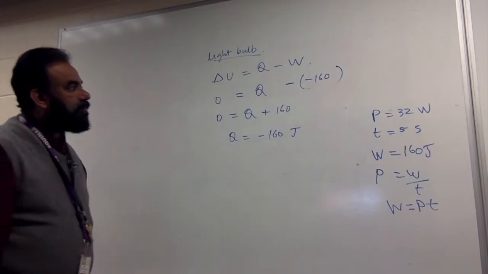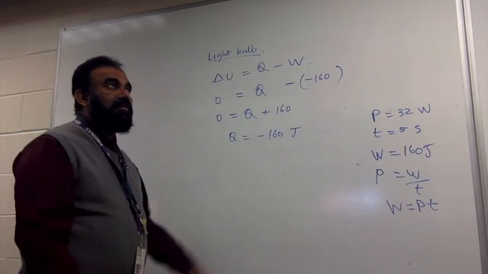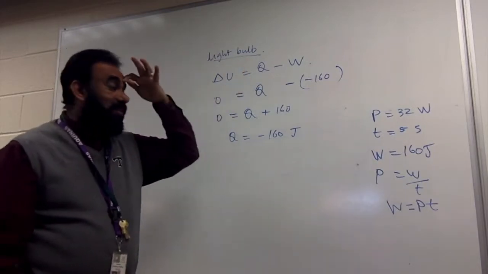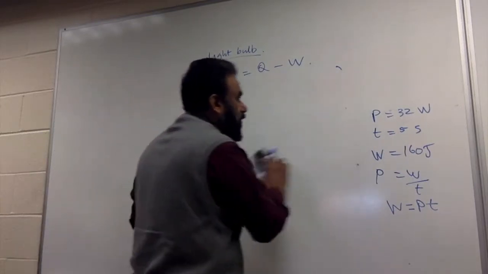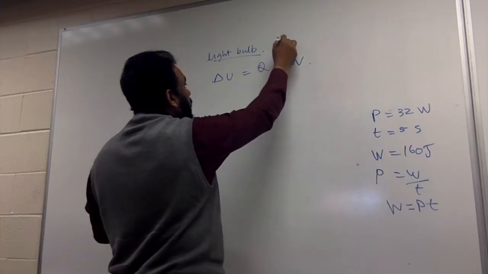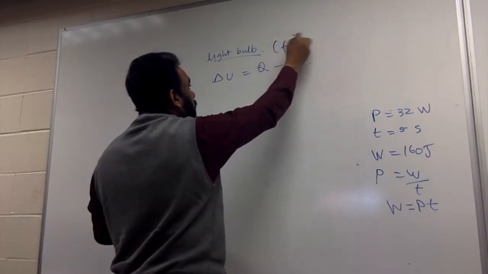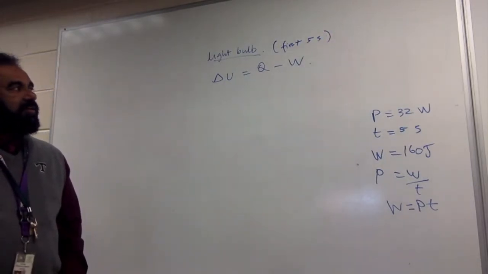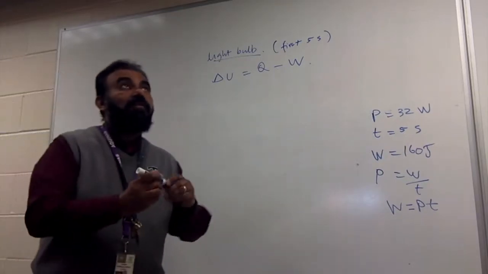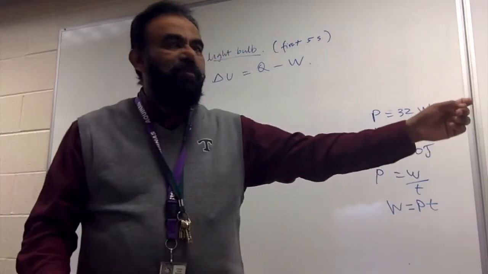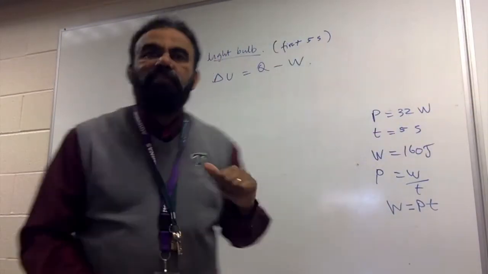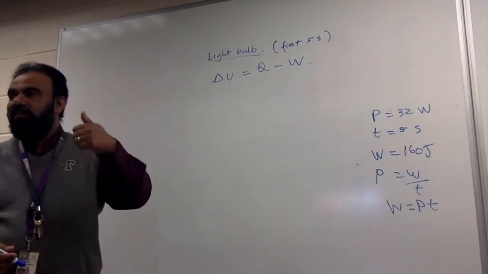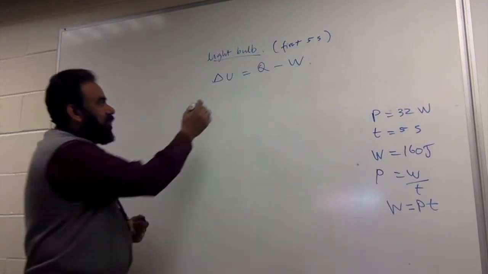Now let's do the same thing for the first 5 seconds of its operation. For the first 5 seconds, how do you apply the first law of thermodynamics? Let's say it was shut off. You come into the room and turn it on. From that moment onwards, 5 seconds. What do you think delta U is? Just tell me positive or negative. Positive, because it is increasing. The temperature, it was cold, and slowly it warms up, so that is positive.